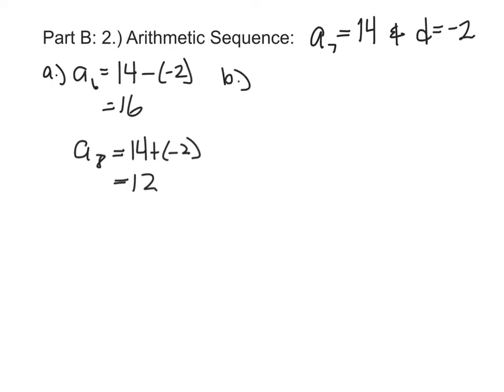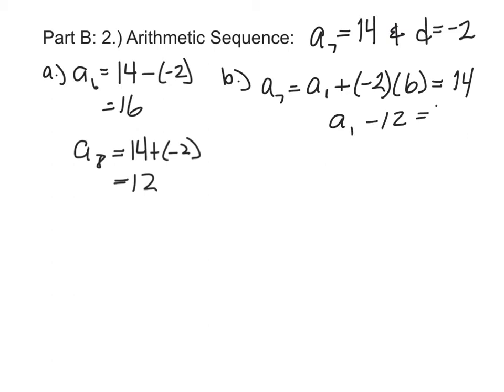In part B, it says to find out what the first term is. Well, we know what the seventh term is, and I want to think about how do we make the seventh term. And we make that by starting with the first term and adding the common difference, n minus 1 times. Well, in this case, n is 7, so we're going to add that common difference 6 times. And when we do that, we should get the seventh term, which is 14. Now it's just a matter of solving this. This says A1 minus 12 is equal to 14, so A1 must be 26.